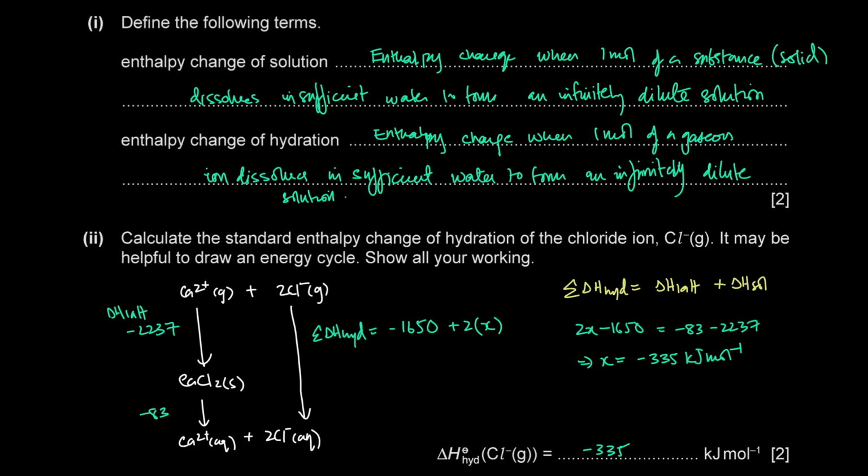So here the enthalpy change of hydration of the 2 moles of chloride ions was 2x. We had minus 1650 for calcium, and that was equal to the lattice enthalpy, that's minus 2237, plus the enthalpy change of solution, that was negative 83. And we can find the enthalpy change of hydration of chloride ions.